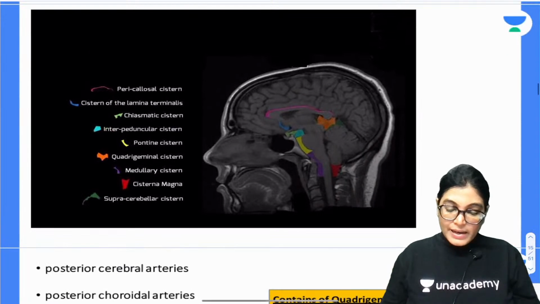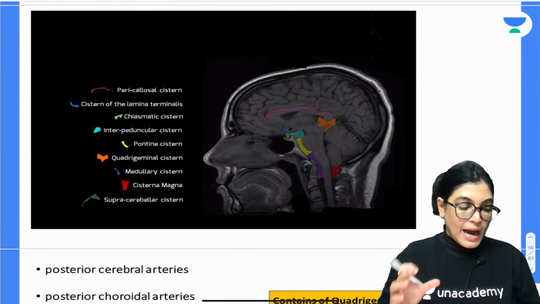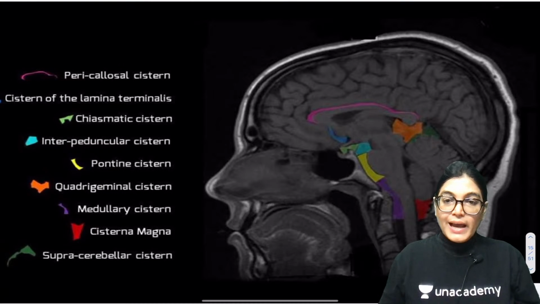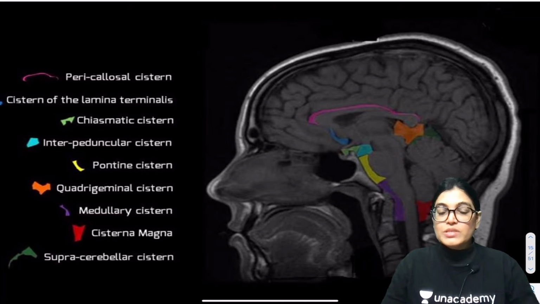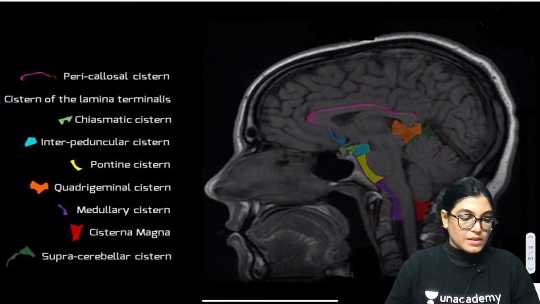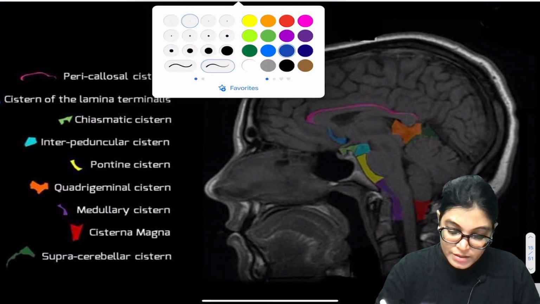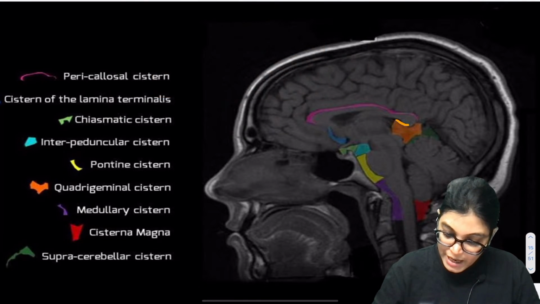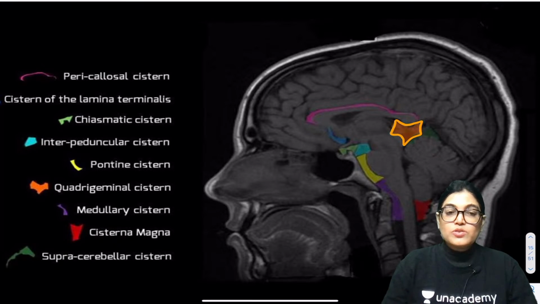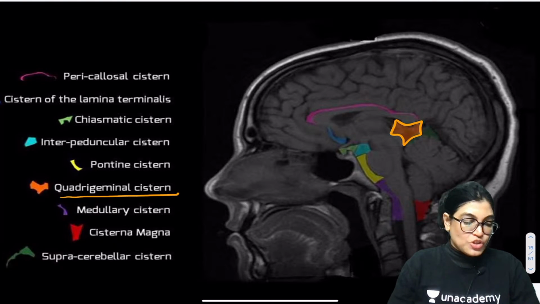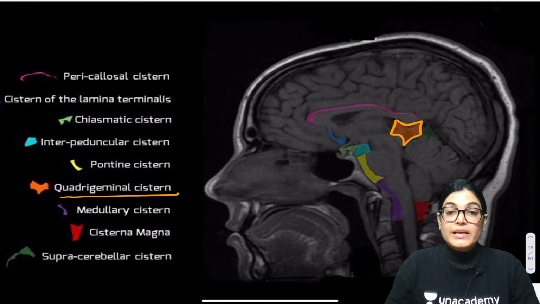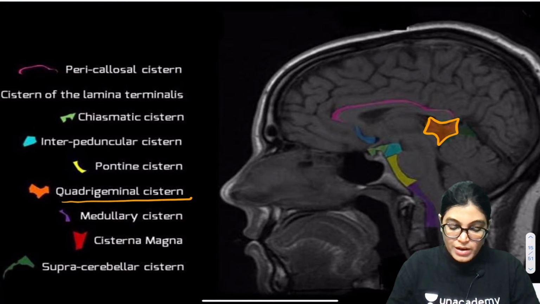So let me show you the diagram of the quadrigeminal cistern. Let me highlight this diagram so that you can understand the location. All of you just concentrate on this diagram. You can see the quadrigeminal cistern is highlighted with orange color. One by one I will discuss each cistern. Can you appreciate this? Let me concentrate on the quadrigeminal cistern.